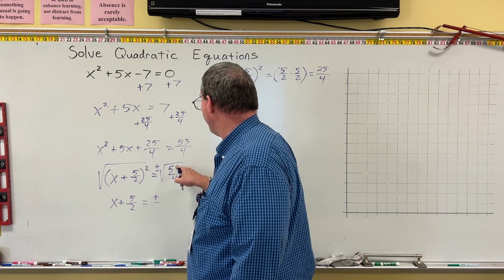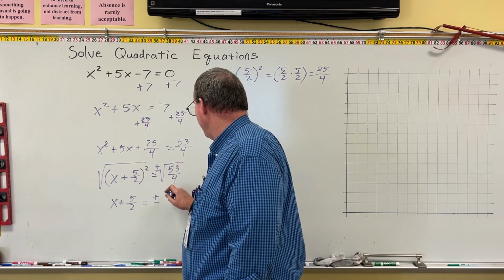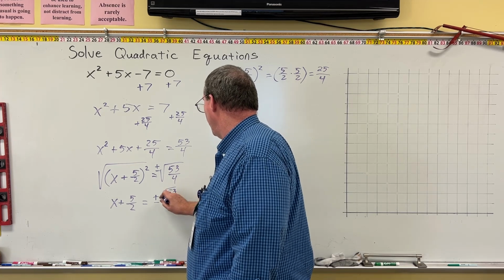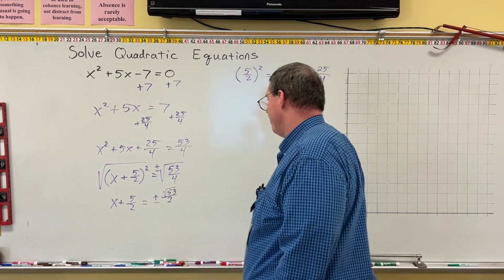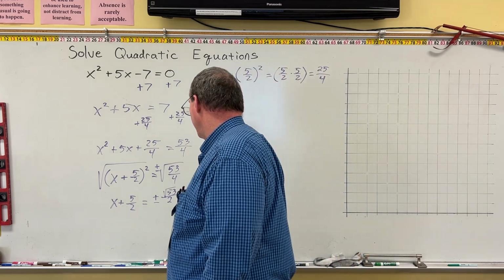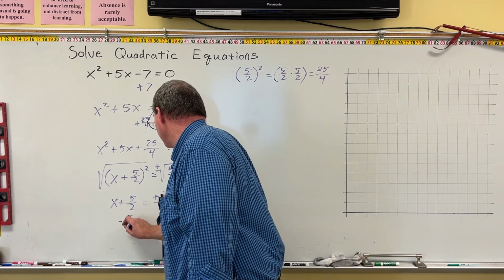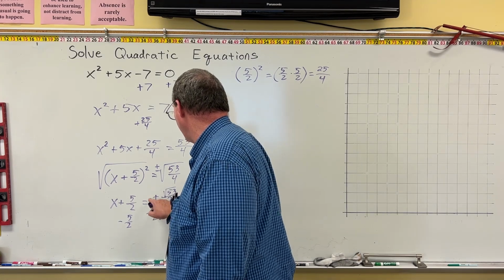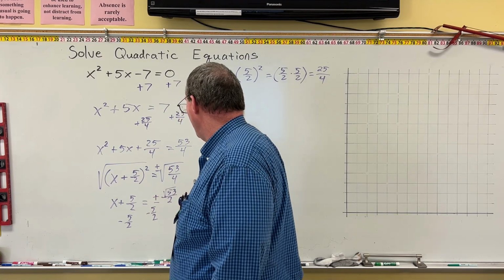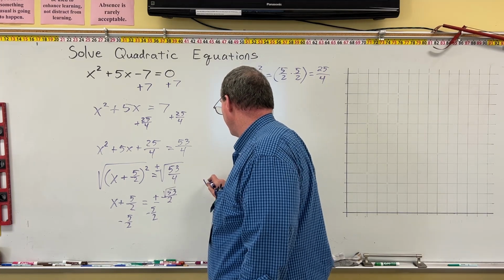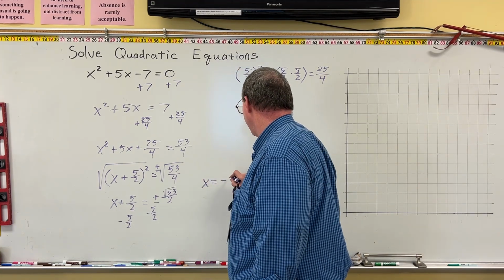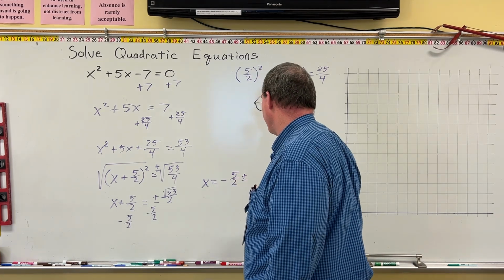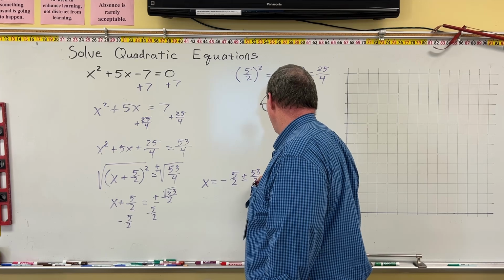Now, the square root of 53 over 4 is actually the square root of 53 over the square root of 4, and the square root of 4 is 2. Okay? And so now what we're going to do is subtract 5 over 2 from both sides. And remember, when I do that, subtract 5 over 2, I want to put it in here where the plus or minus is. So I'm going to put x is equal to negative 5 over 2 plus or minus square root of 53 over 2.